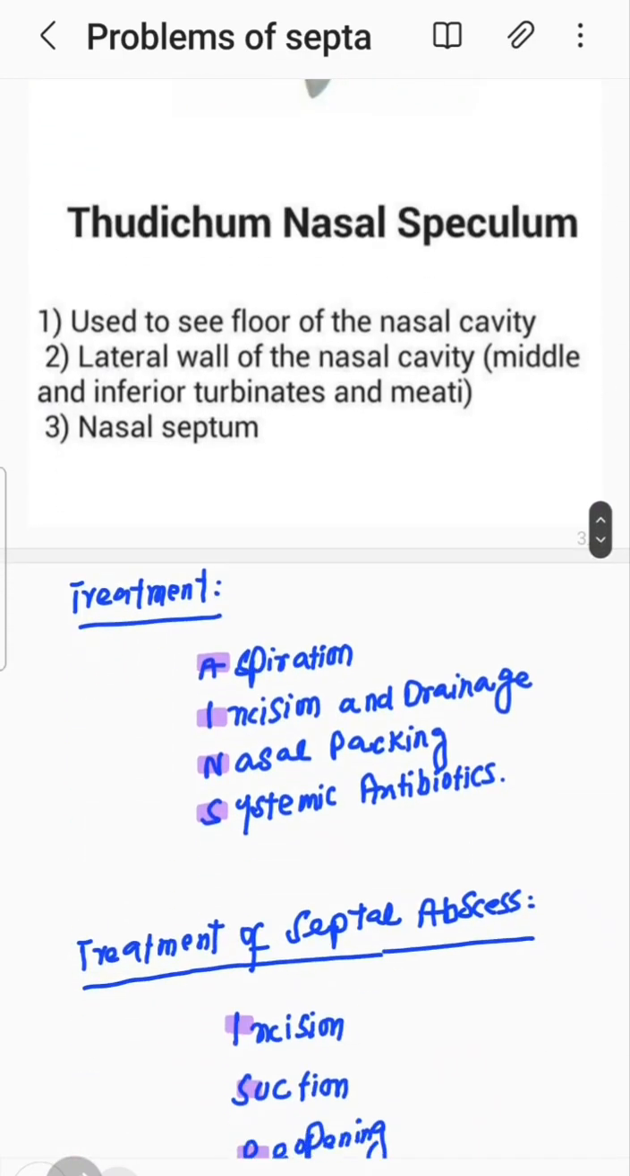And after that, you'll have to give a nasal packing for at least 24 hours so that you can prevent reaccumulation. But how long you have to give the nasal packing depends on how much blood was collected there and how much chance of reaccumulation is there. And systemic antibiotics to prevent septal abscess.